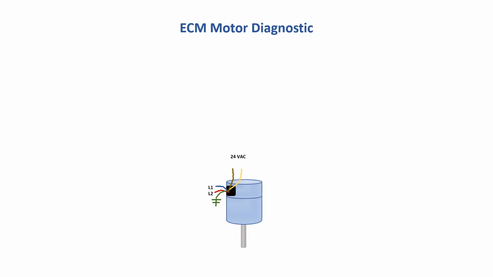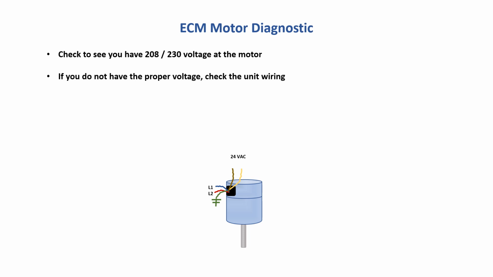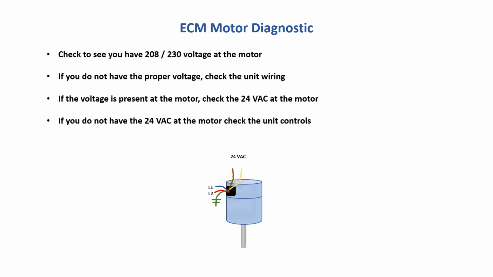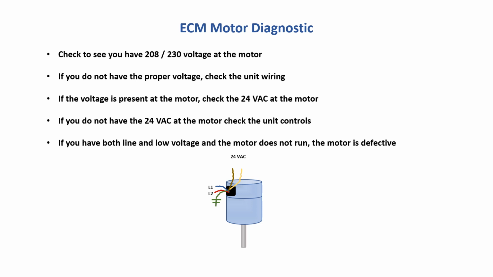The following method should be used to diagnose an ECM condenser motor. Check to see you have 208/230 voltage at the motor. If you do not have the proper voltage, check the unit wiring. If the voltage is present at the motor, check the 24 volts at the motor. If you do not have 24 volts at the motor, check the unit controls. If you have both line and low voltage and the motor does not run, the motor is defective.